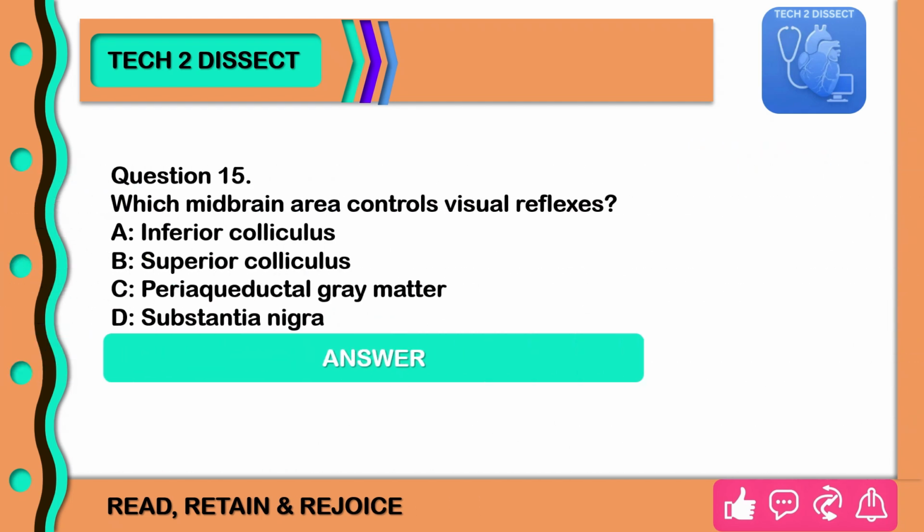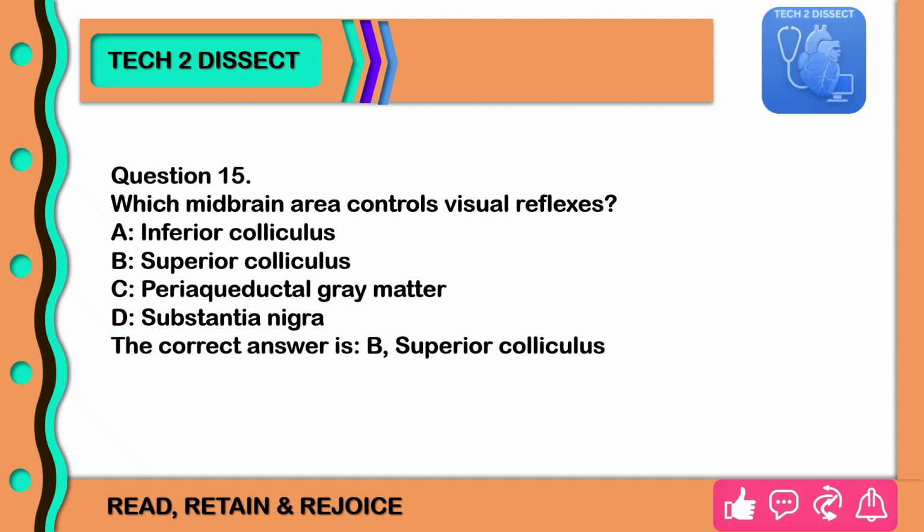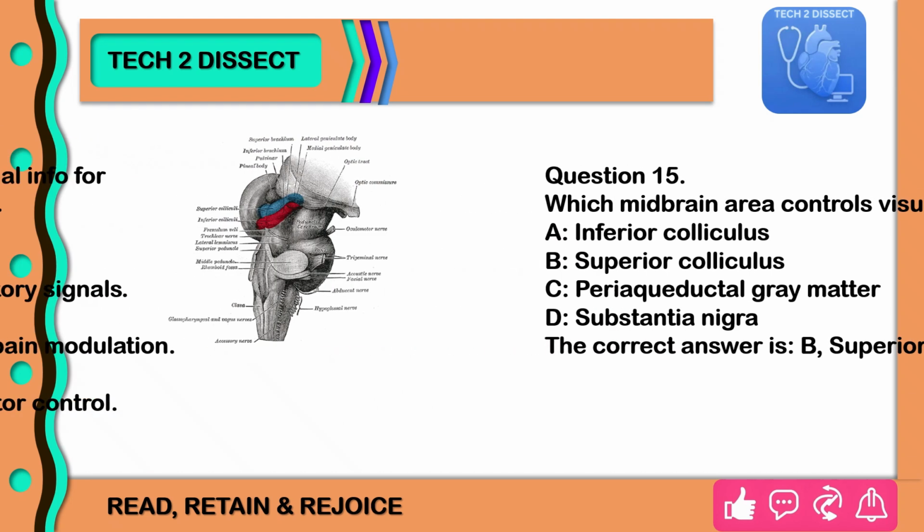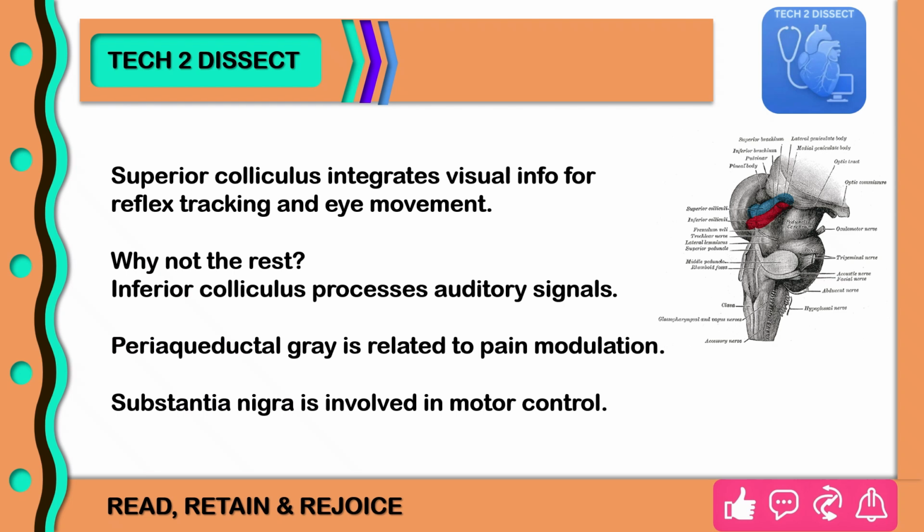Question 15. Which midbrain area controls visual reflexes? A. Inferior colliculus. B. Superior colliculus. C. Periaqueductal gray matter. D. Substantia nigra. The correct answer is B. Superior colliculus. Superior colliculus integrates visual info for reflex tracking and eye movement.